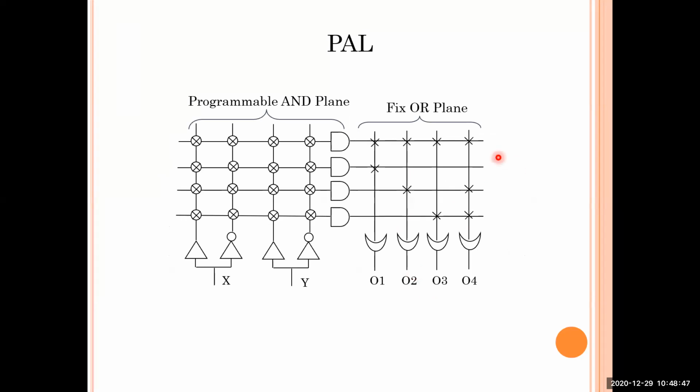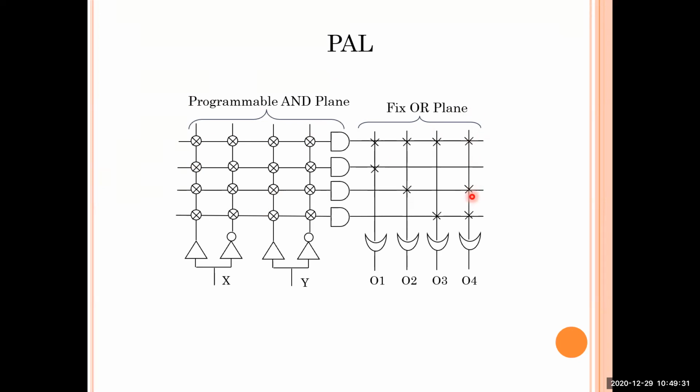Now let us study about PAL. The earlier one was a PLA, where AND logic is programmable and OR logic is also programmable. But in the PAL, as I have told in the earlier slides of this lecture also, the AND is programmable and OR is fixed. That's a major difference between PLA and PAL.